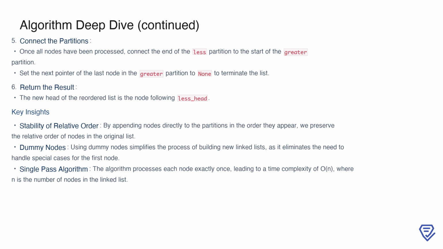By appending nodes in the order they appear during traversal, the algorithm guarantees that the relative order of nodes within each partition is preserved. The use of dummy nodes simplifies the implementation by eliminating edge cases, such as handling the first node separately. Also, the algorithm processes each node exactly once, ensuring a time complexity of O(n).